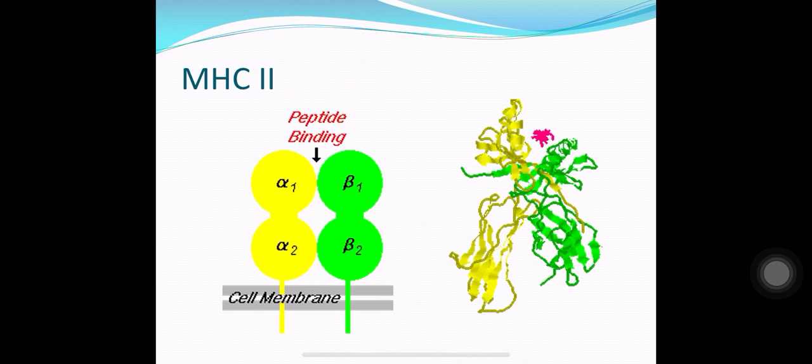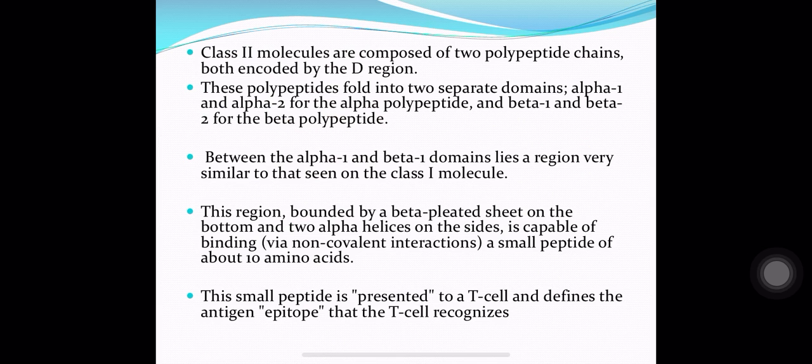And on the side, when you see the figure which is showing the thread-like structure of the MHC2 molecule, the lower side yellow portion is alpha 2, the upper side yellow portion is alpha 1, the lower side green portion is beta 2, and the upper side green portion is beta 1, and between alpha 1 and beta 1 there is a groove, and inside that groove a pink color structure can be seen, that is the peptide, antigenic fragment, peptide of the antigen.